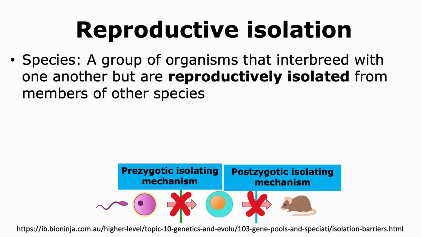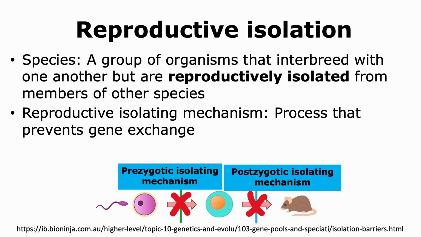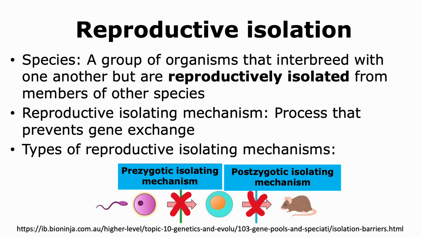The biological species concept emphasizes that the members of one species cannot breed and hence are reproductively isolated from the members of another species. And hence, there are reproductive isolating mechanisms that are present between or among species that prevent gene exchange between members that are of different species. There are different types of reproductive isolating mechanisms, and they come under the realm of prezygotic isolating mechanisms and postzygotic isolating mechanisms.